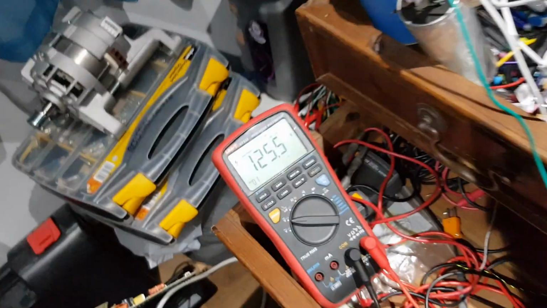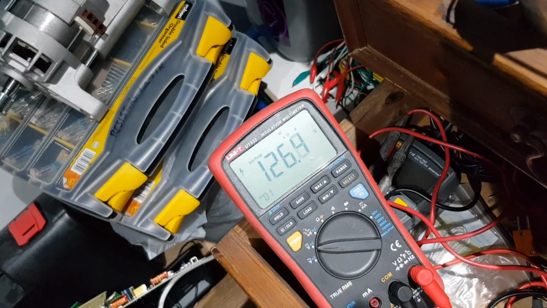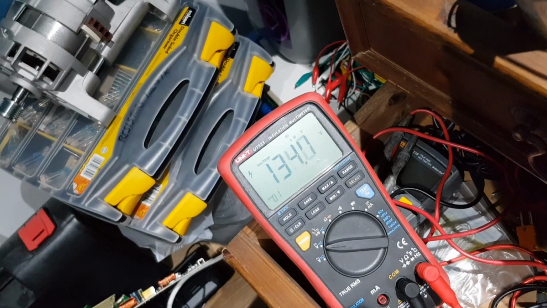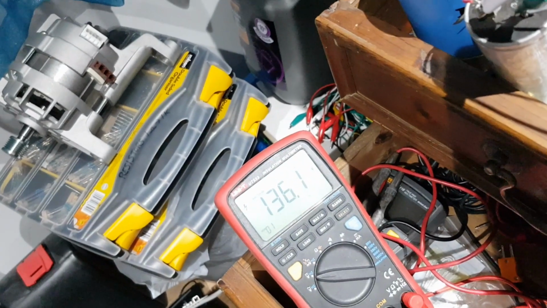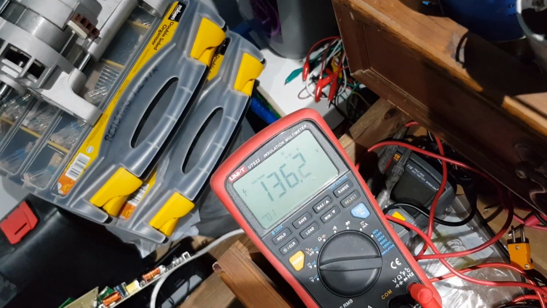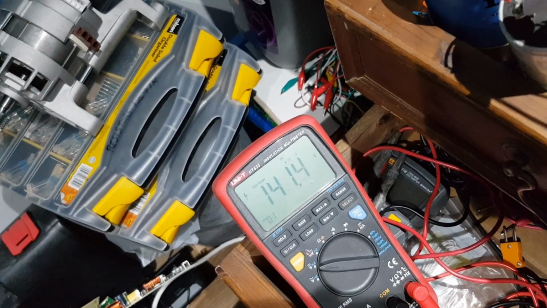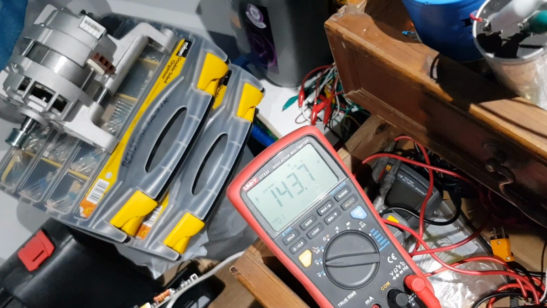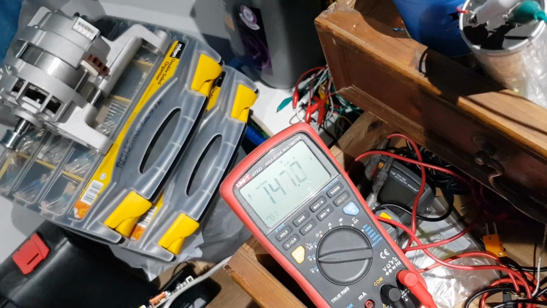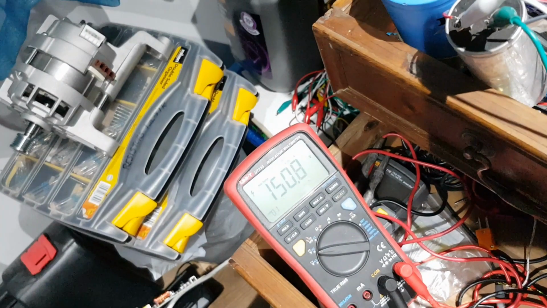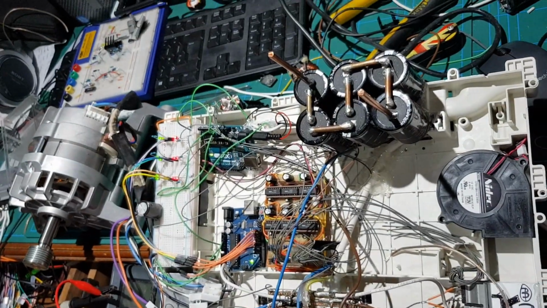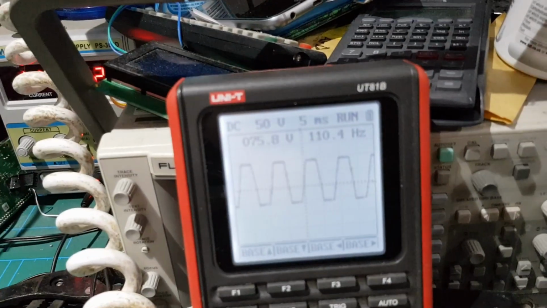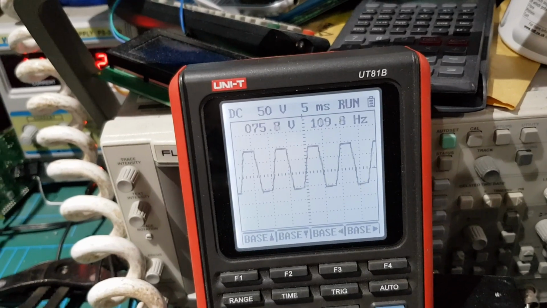Let's have a little look at some higher voltage. This is fun because you're literally waiting for something to go bang. Try 150 volts. Oh, there we go, 150 volts DC. Looking good. Still got a nice clean waveform there at that frequency.